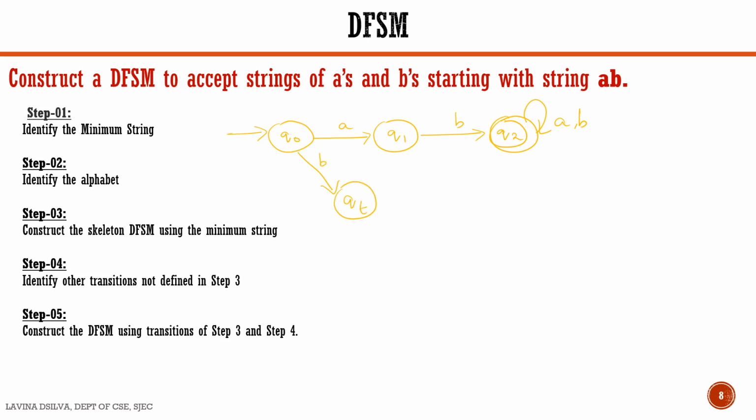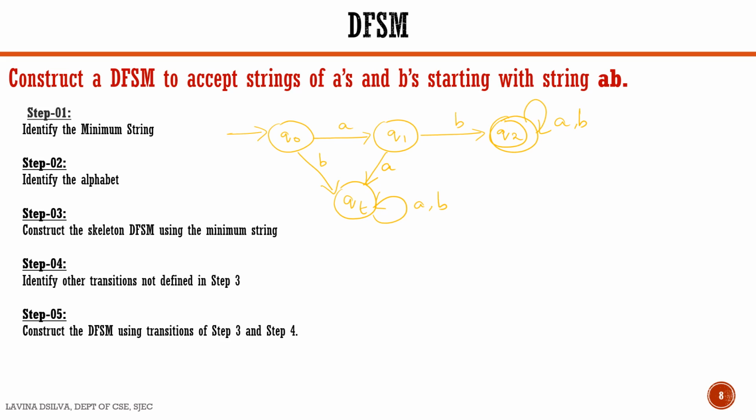And just to make it very clear, in case the strings start with B, then we push it immediately to the trap state, and in case we see the second symbol of the string as A, then we push it into the trap state. And once the system enters the trap state, we do not bother about the number of A's and B's which are received.